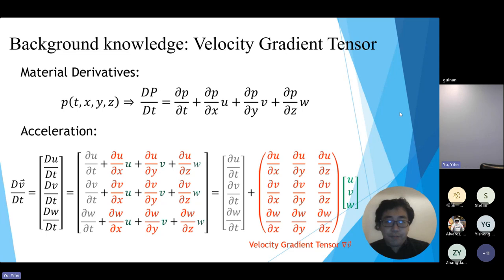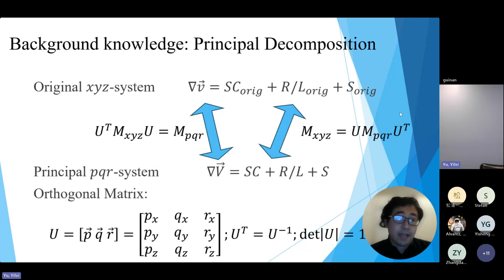The principal decomposition has three steps. First, we transform the nabla v from XYZ system into the principal PQR system by using the orthogonal matrix U. And under the principal system, we can easily decompose it into three different terms. And then we transform each term back into the original XYZ system by using the same matrix. Here, the orthogonal matrix U is composed of three orthonormal vectors, P, Q, R. And for being orthogonal, U transpose equals U inverse, and the determinant of U has to be 1.